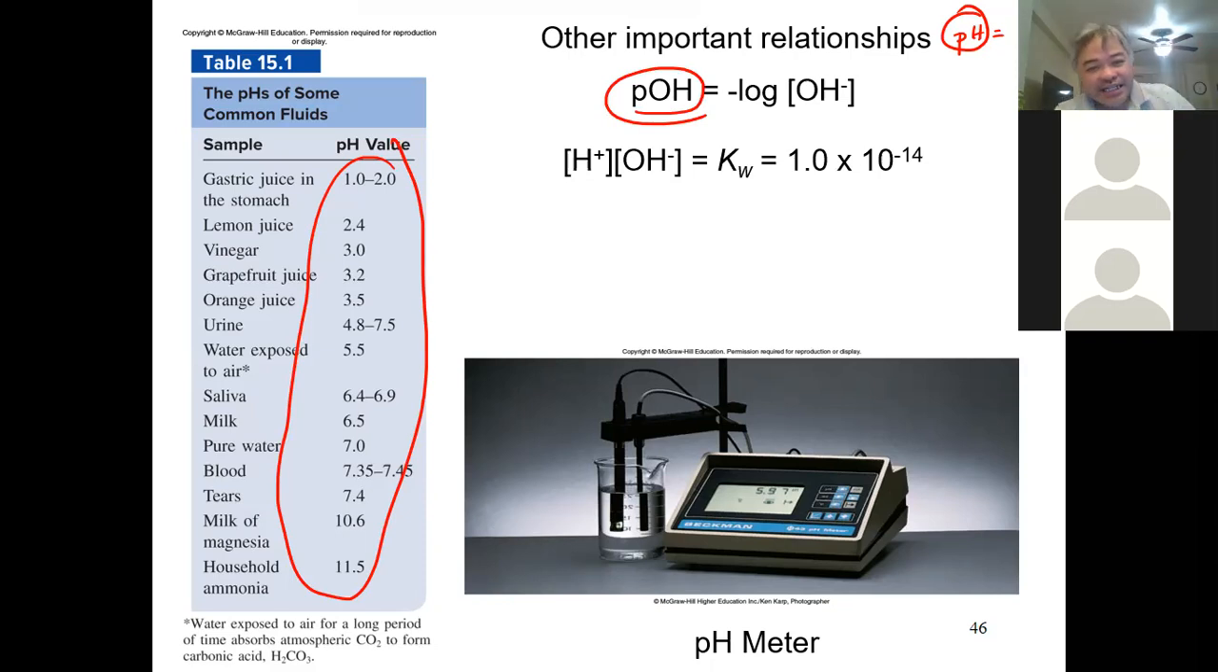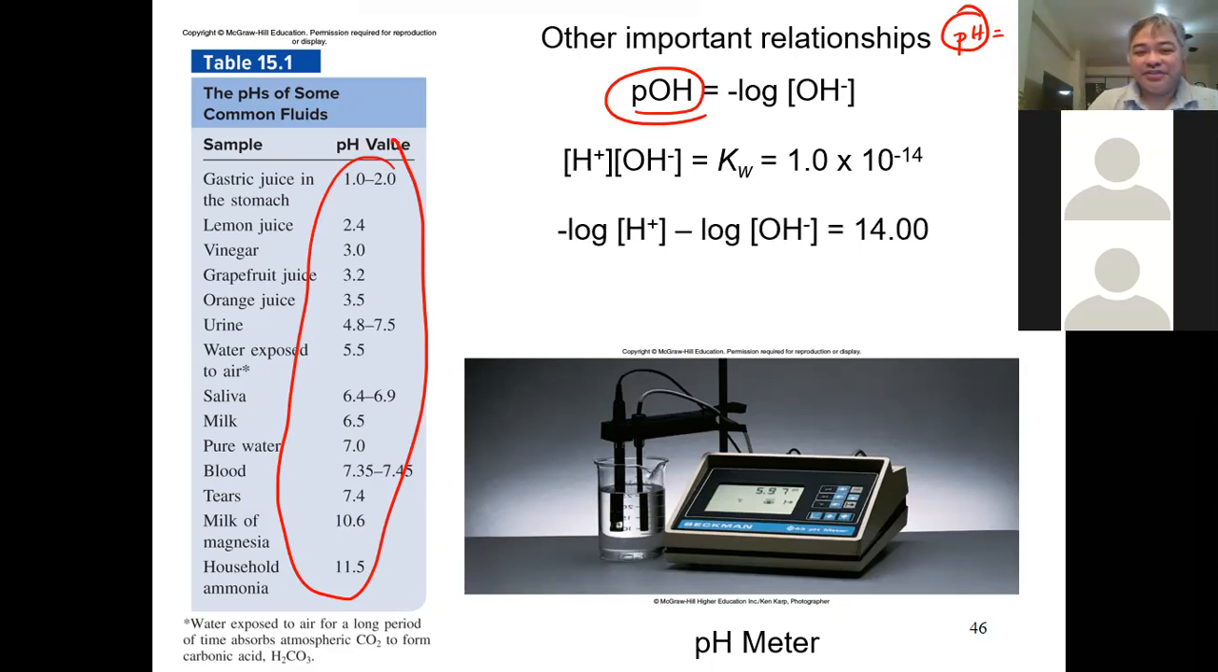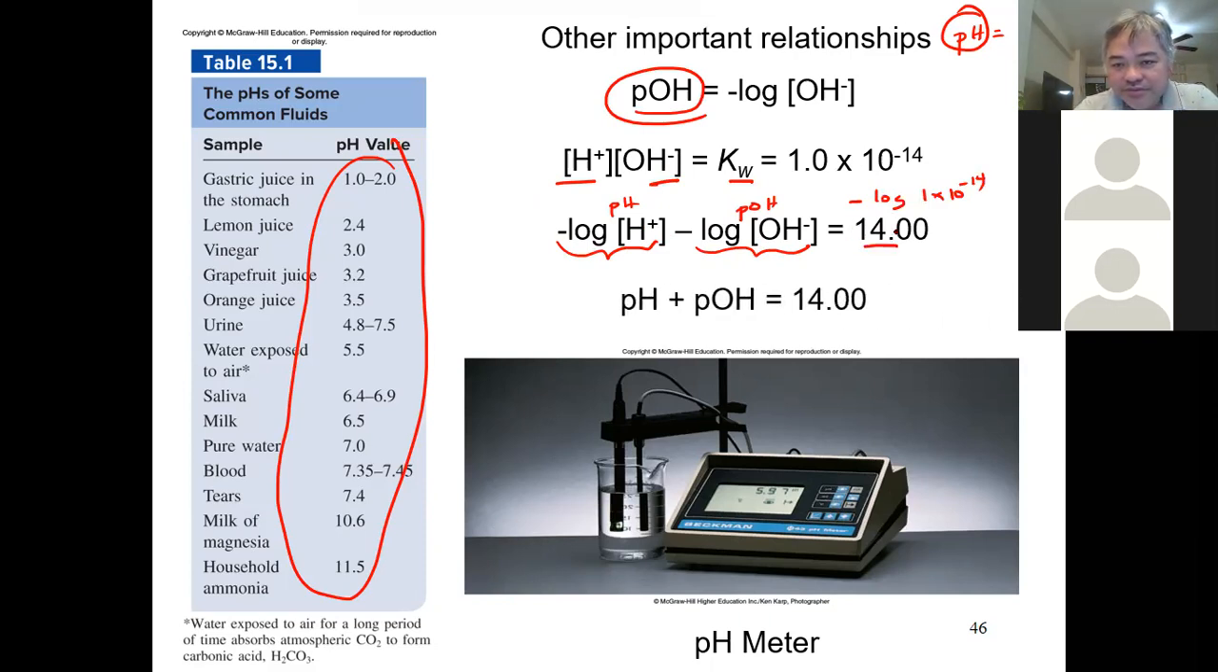Now, if we get the negative log of all of them, so ano ibig sabihin nun? I-present mo ito, negative log nito, negative log nito, negative log nito. So this one becomes your what? That becomes your pH. This becomes your pOH. And the negative log of 1 times 10 to the negative 14 will give you this one. Ito na yung relationship. Dalawa.